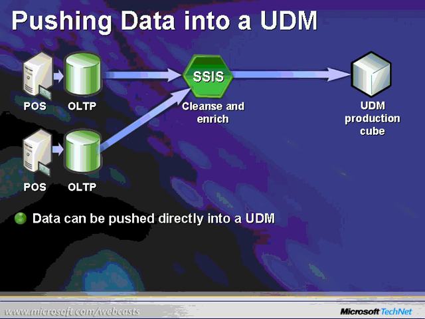So we can do this using Integration Services to transform the data as we need it, and then push it directly into the production cube. In addition, since all communication with Analysis Services is done with web services, you could also just send an XML message to Analysis Services, which contains the updated data.